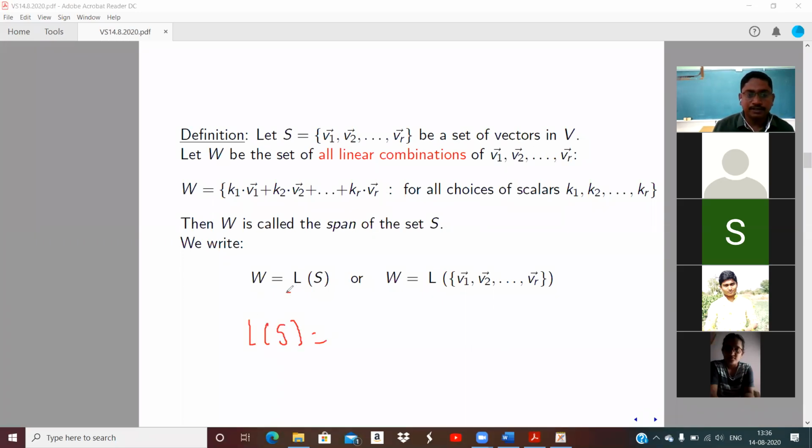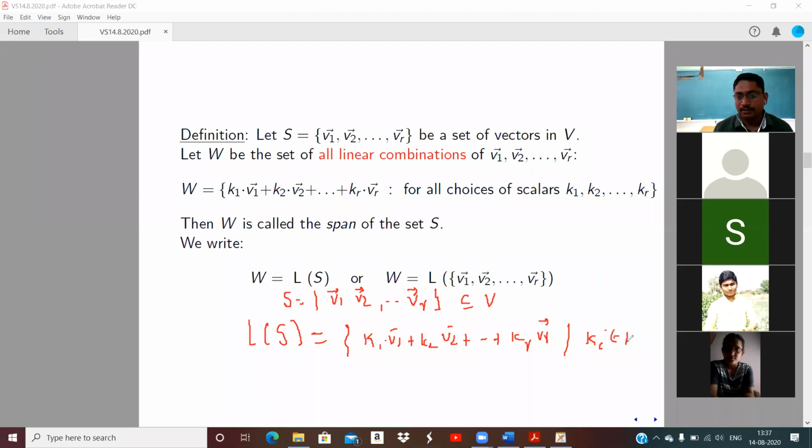What does it mean? If S is a set of vectors v1 bar, v2 bar, up to vr bar, a subset of vector space V, and you write the set of all linear combinations of these vectors, meaning k1 into v1 bar plus k2 into v2 bar plus and so on kr into vr bar, where all the k's are scalars, the set of all linear combinations of these vectors v1, v2, vr is called the linear span of the set S.